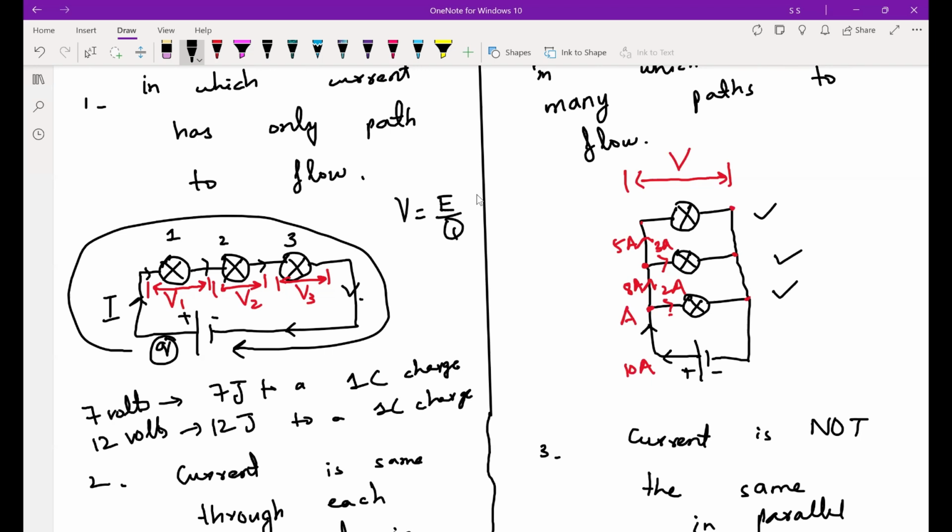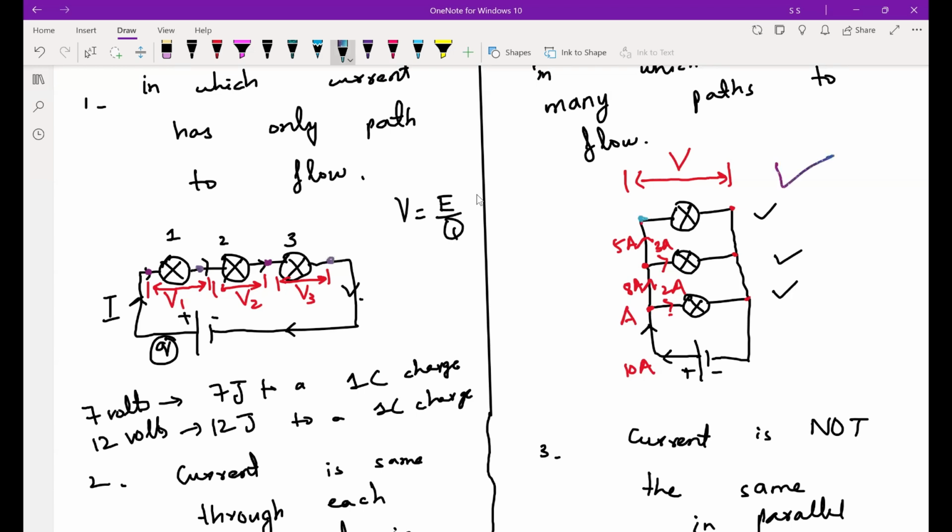So when you connect components in series, the battery gives different energy to charges to move through those components, because they're connected at different points. Voltage is always measured between 2 points. So these lamps over here are connected between different points. These points are different. While over here, you can see that it's the same point throughout with the battery. That's why it's the same voltage.